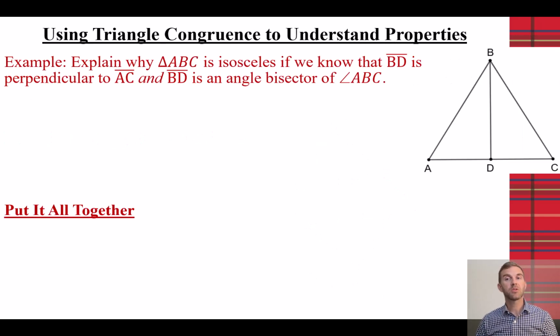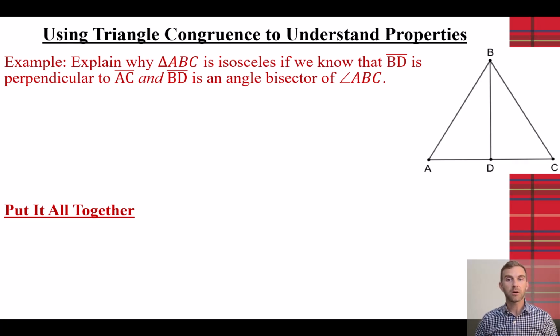Now let's look at an example of how we can use triangle congruence to help us prove other properties of triangles. In this case, we're trying to show that triangle ABC, the larger triangle in this image, is isosceles if we know that segment BD is perpendicular to segment AC, and we know that segment BD is an angle bisector of angle ABC. So when we have a problem like this, we need to take it a step at a time, and we can use the congruent triangles, prove that they exist, and then use their properties to look at the larger piece of what we're trying to do here.